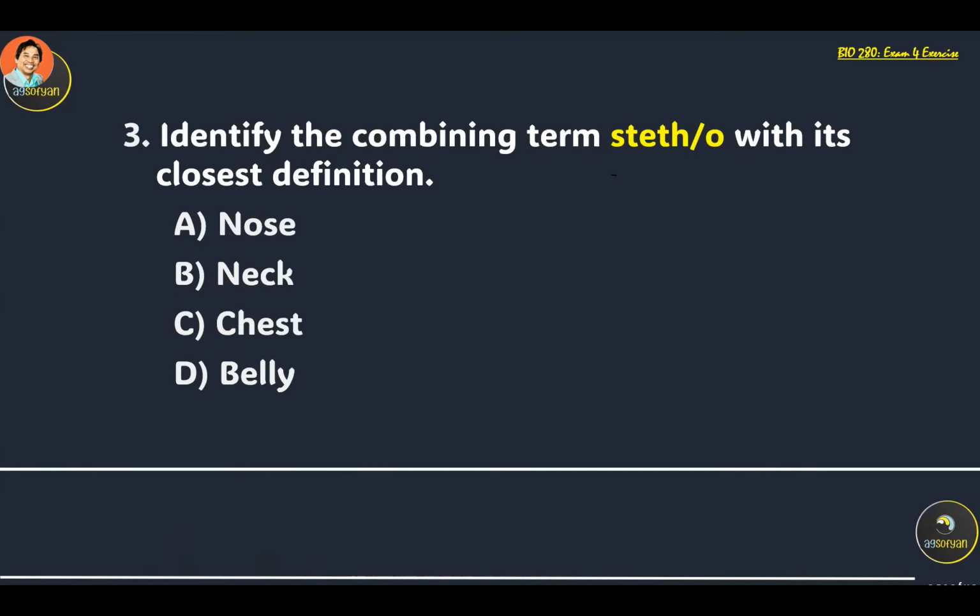Identify the combining term stetho with its closest definitions. So remember, when you try to hear or listen to the heart beating, you use a stethoscope, right? Stethoscope, which you put on the chest. So stetho means chest.